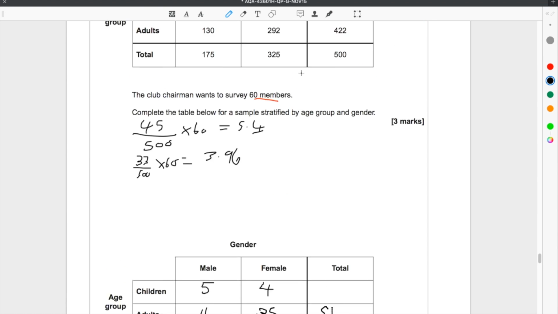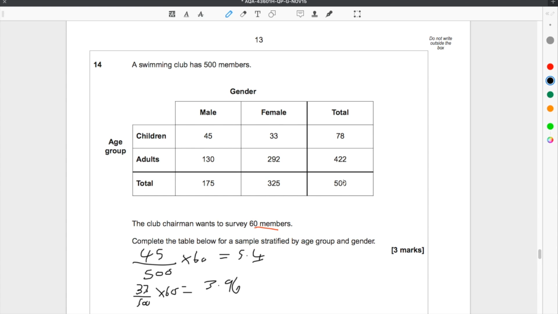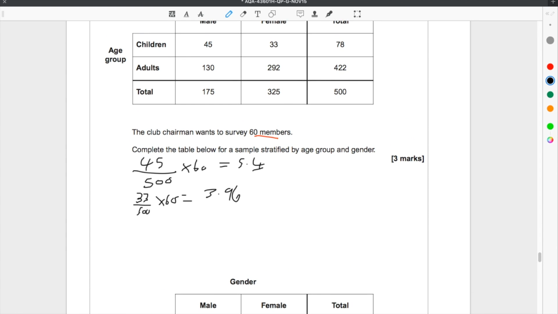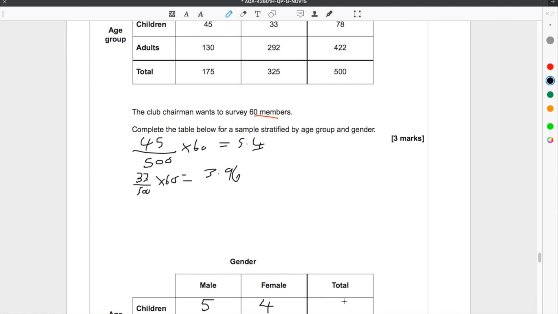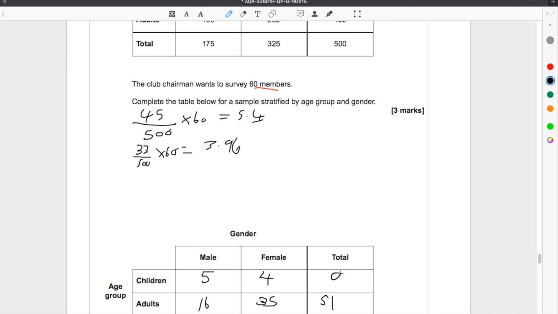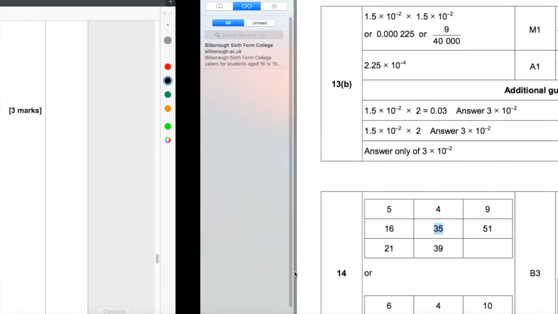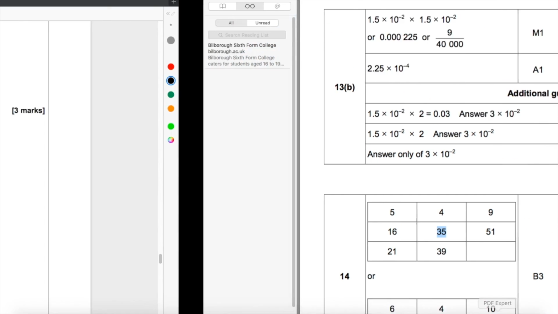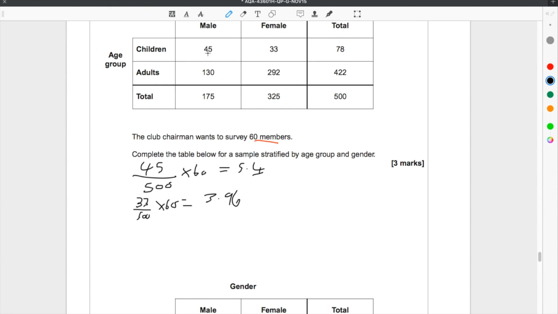Just to show you with this last one, 33 divided by 500 times 60 is 3.96, which is what we got there. 78 divided by 500 times 60 gives us 9.36, which rounds down to 9. So again, that's that question complete. All we're doing here is each value in each cell divided by the overall total multiplied by the sample size, which is 60. So there we go.